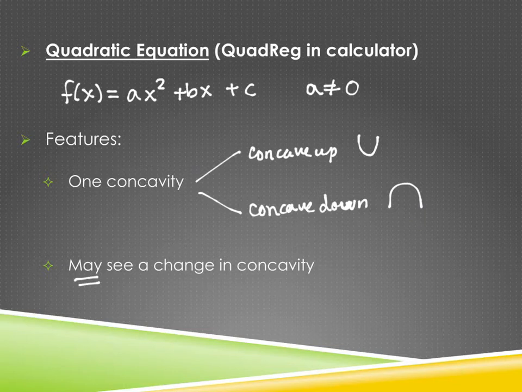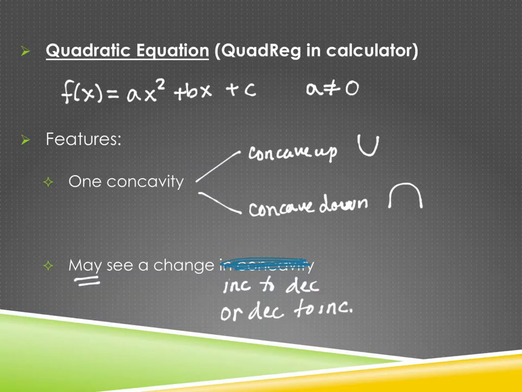You may see a change. There's a typo here. This should not say in concavity. You may see a change from increasing to decreasing or decreasing to increasing. So clearly the pictures I drew, you see that. Oh, so you said there's only one concavity? Yes. You might see a change? A change, and I scratched off the part that was wrong. Oh, okay. It should say a change from increasing to decreasing or decreasing to increasing.